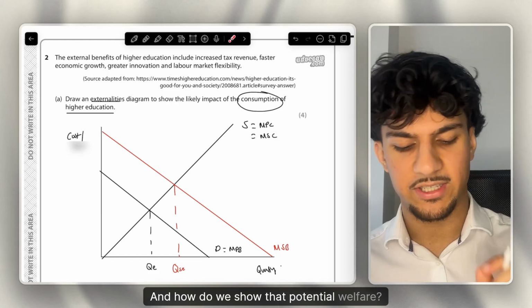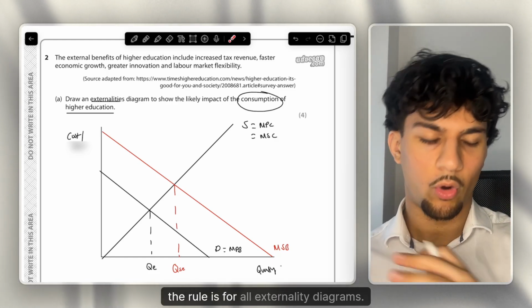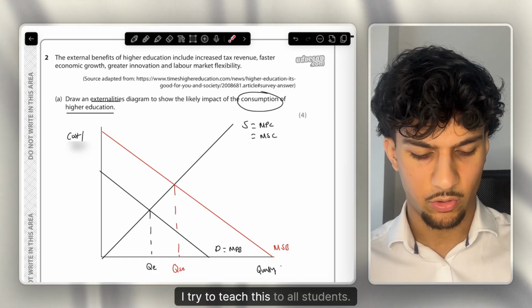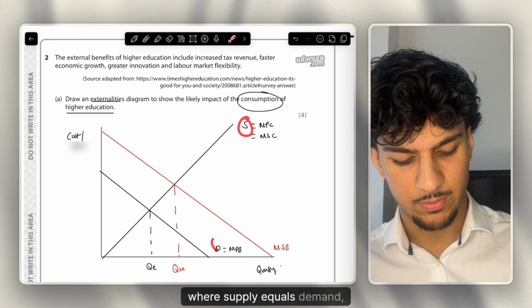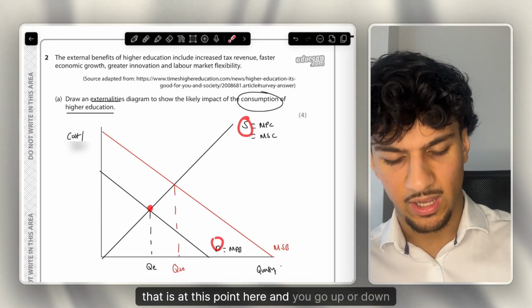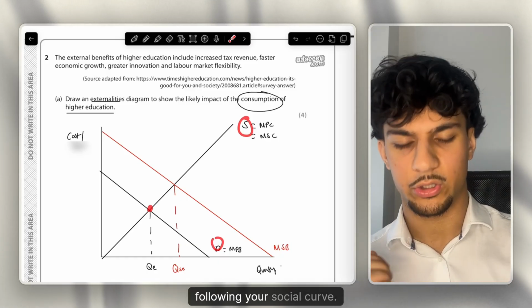And how do we show that potential welfare gain? The rule for all externality diagrams, which I try to teach to all students, is you go from the market equilibrium, and of course, like I said, where supply equals demand, that is at this point here, and you go up or down following your social curve.